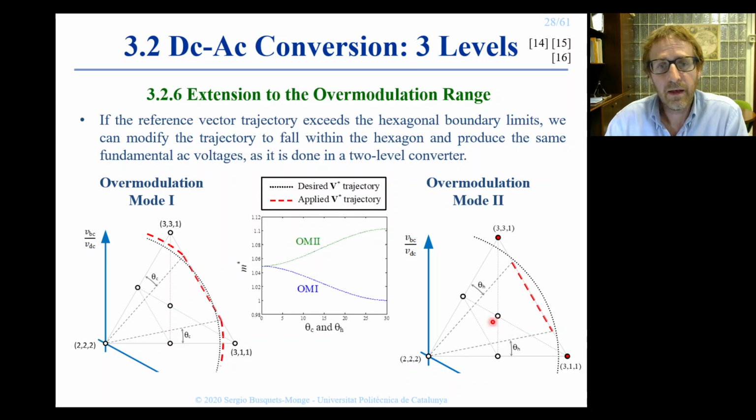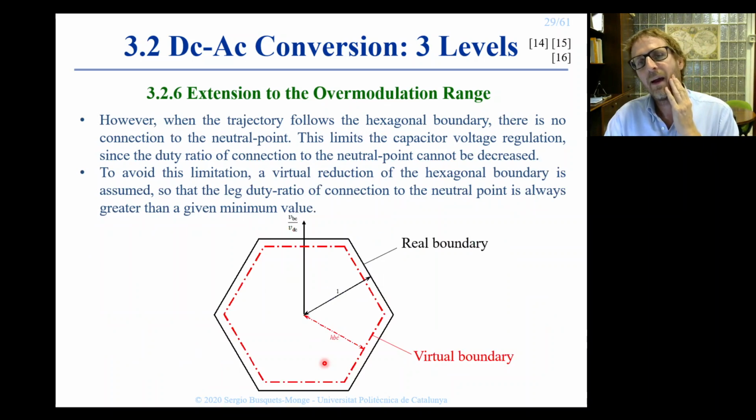So this is how we proceed with a two-level three-phase converter when we want to operate in the overmodulation region. And in a three-level converter, we can do exactly the same. The problem is that when we follow the hexagonal boundary, the real one, then the duty ratio of connection to the neutral point is 0. And this gives us no margin to regulate the capacitor voltages whenever we need to decrease this duty ratio, because it is already 0, we cannot make it smaller.